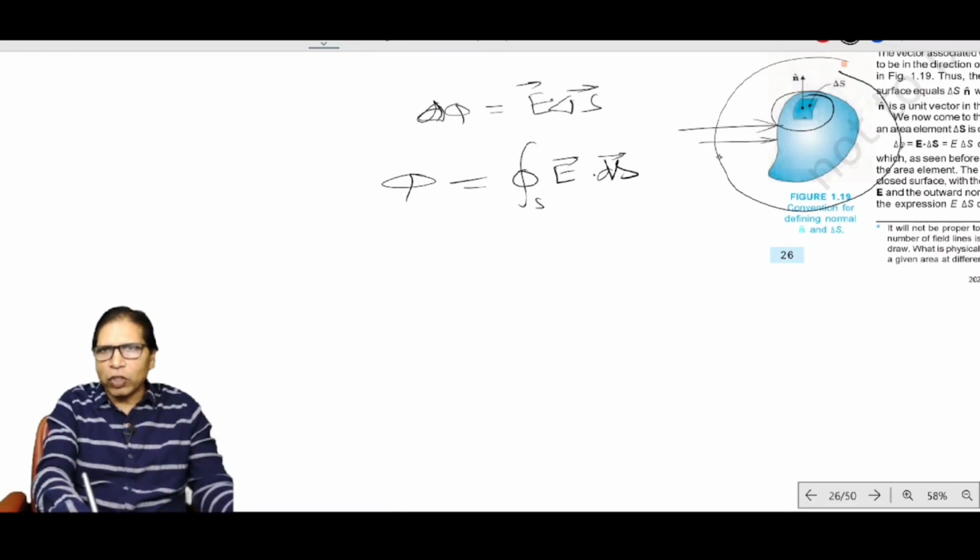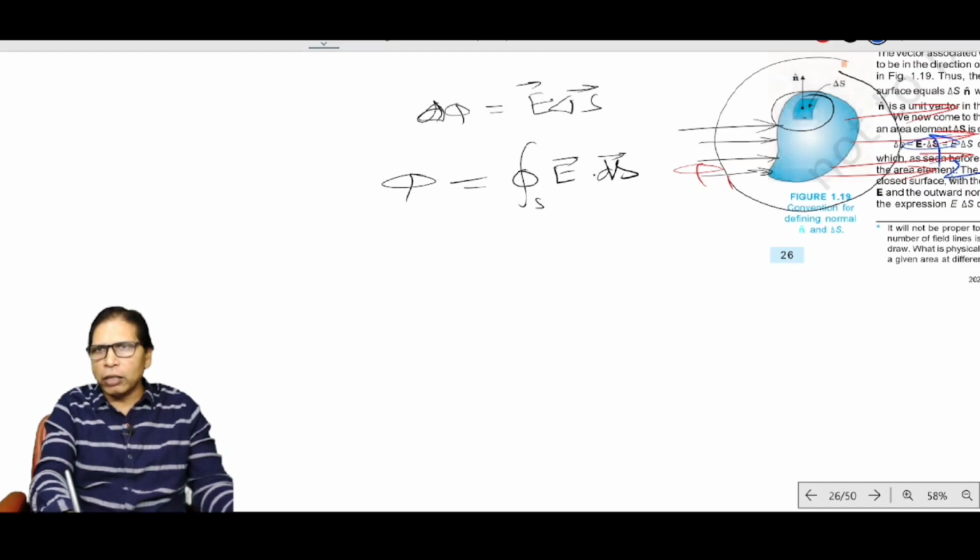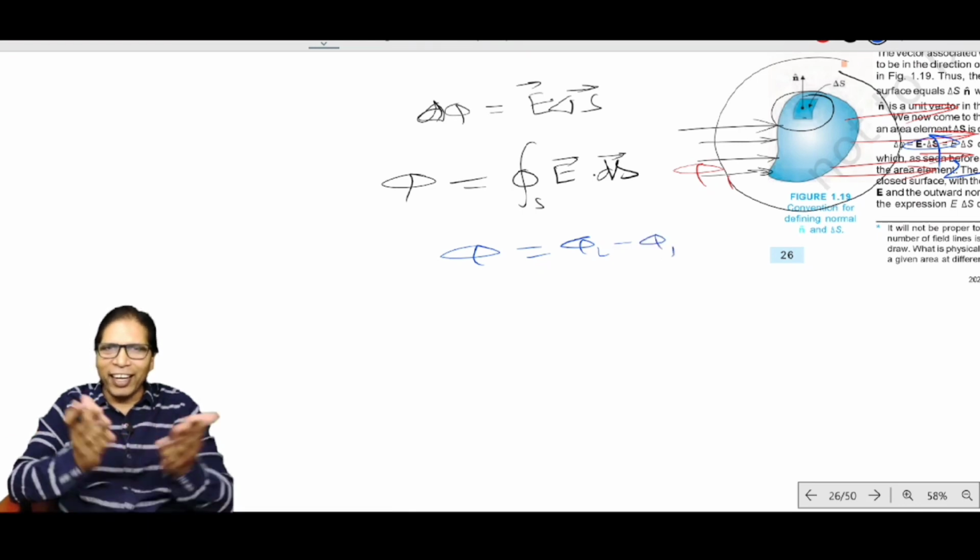The total flux in a closed surface is the surface integral of the electric field vector. The inward flux of this closed surface is taken as negative, and the outward flux is taken as positive. If the inward flux is phi 1 and the outward flux is phi 2, then the net flux is phi 2 minus phi 1. Understood?